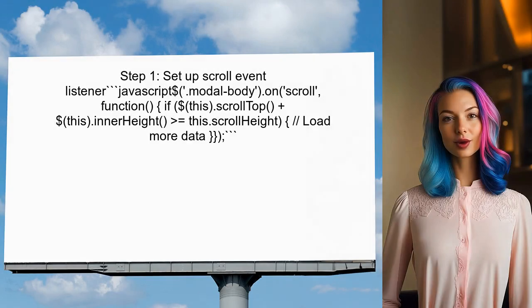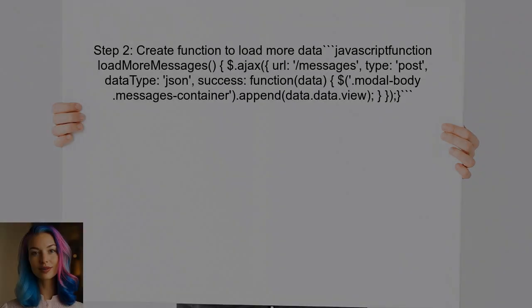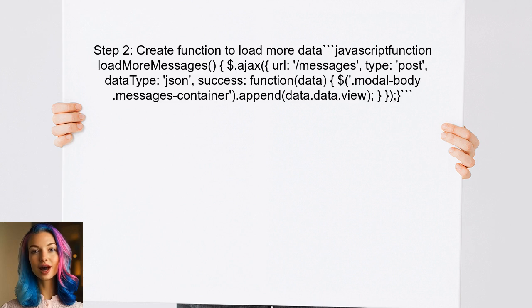To implement infinite scroll in the Bootstrap modal, the user should first set up an event listener for the scroll event on the modal body. This will allow us to detect when the user scrolls to the bottom of the modal. Next, the user needs to create a function that will be called when the user reaches the bottom of the modal. This function will make an AJAX request to fetch the next set of messages from the server.